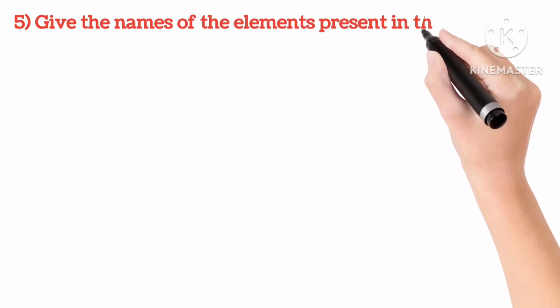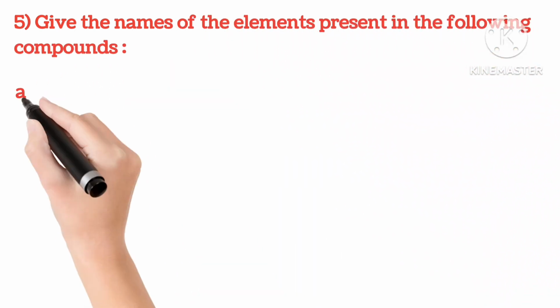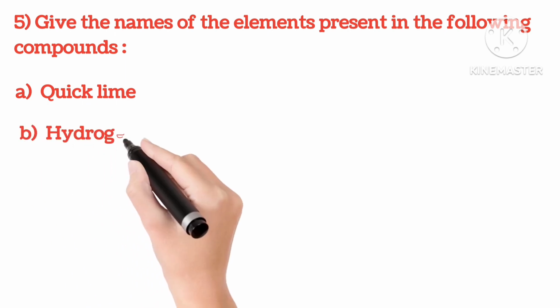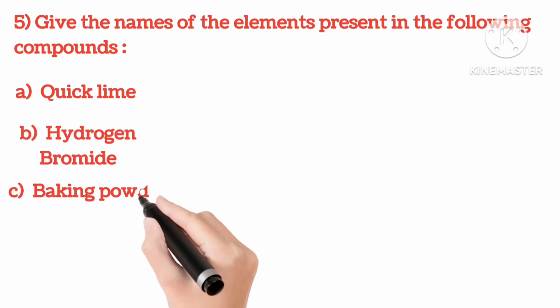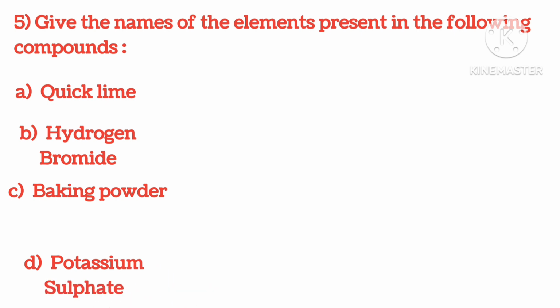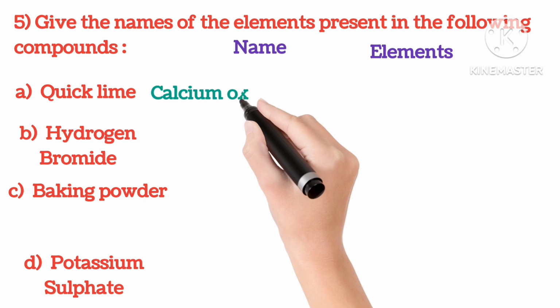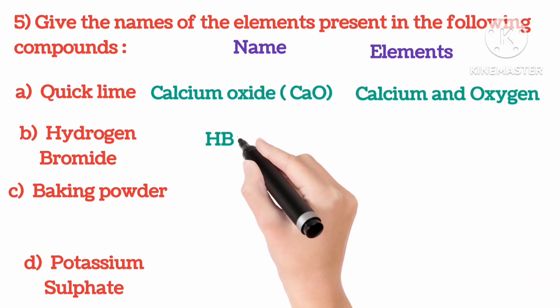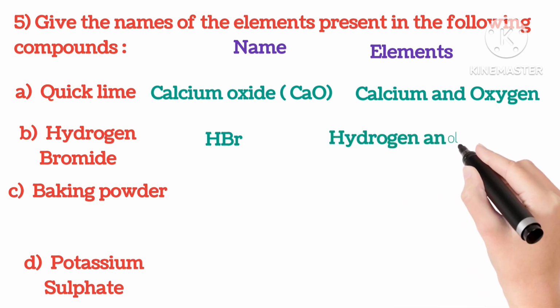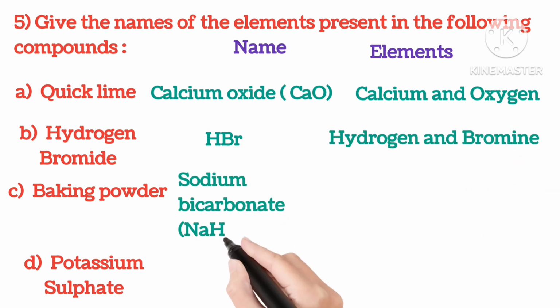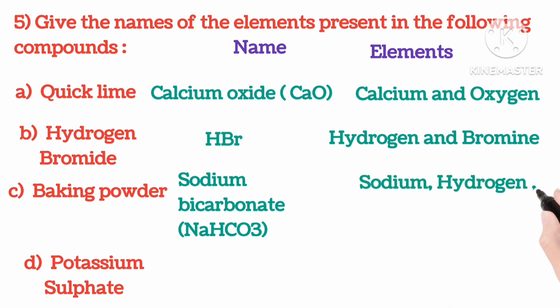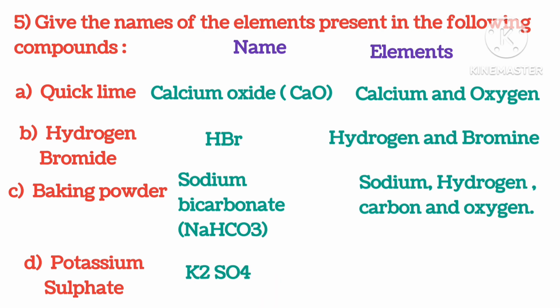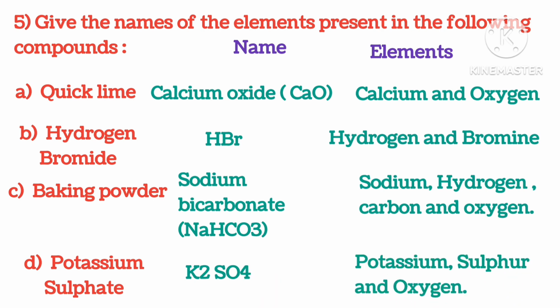Give the names of the elements present in the following compounds: quicklime, hydrogen bromide, baking powder, potassium sulfate. So quicklime is also known as calcium oxide, which contains calcium and oxygen. Hydrogen bromide contains hydrogen and bromine. Baking soda is sodium bicarbonate, which contains sodium, hydrogen, carbon and oxygen. Potassium sulfate contains potassium, sulfur and oxygen.